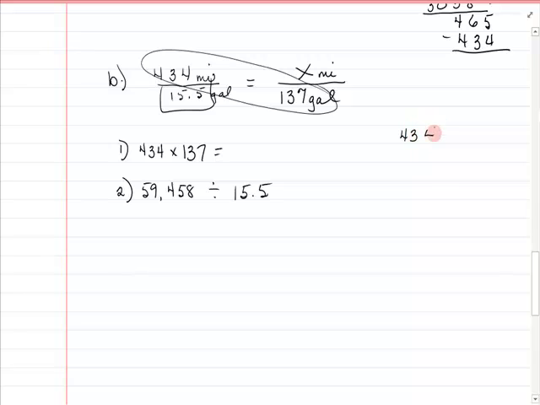434 times 137. I'll show you where my mistake was. 7 times 4 is 28. Carry the 2. That's 21, and 2 is 23. Carry the 2. And that's 30. I don't know that that's what I had before.